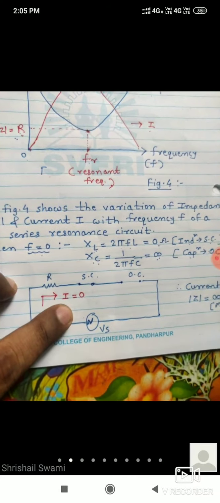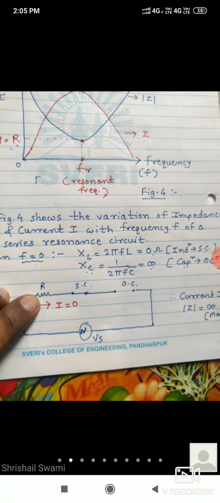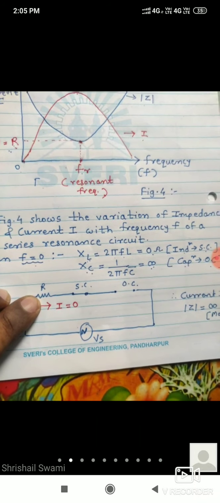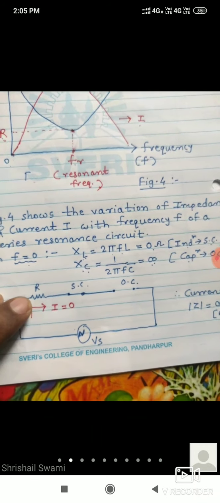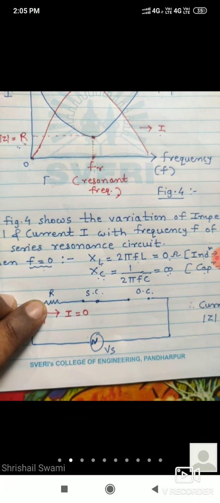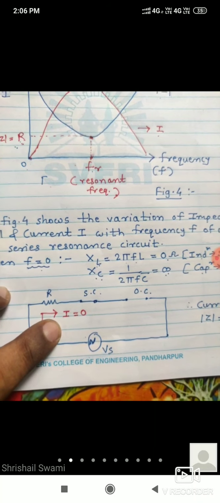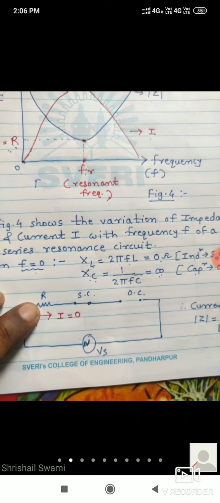Once again I will show that. Current into resistor, then the value of current is 0. The value of VR, voltage across resistor, becomes 0, because VR is equal to I into R. Then the value of I is 0, correct? Then the value of VR became 0.